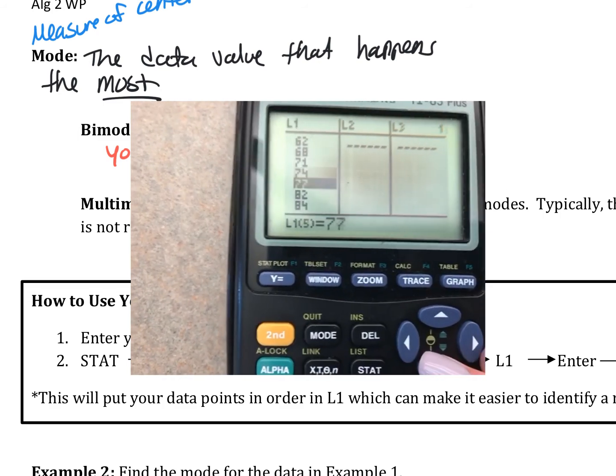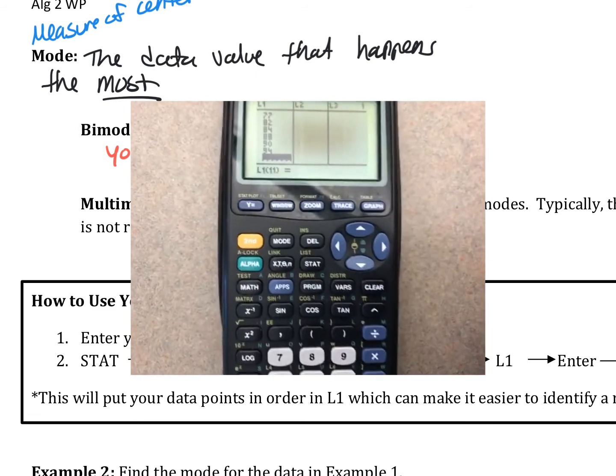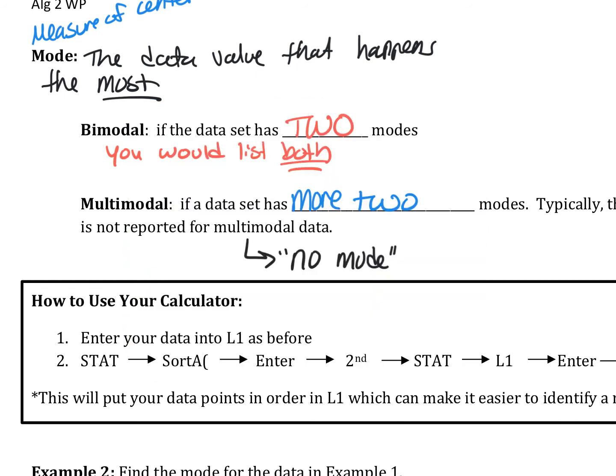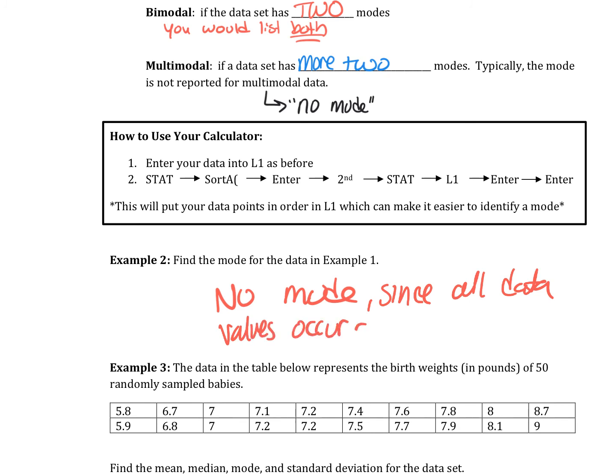So it looks like as we go through, so far there's only one of each number, and we don't have any repeats. That means each number is only happening once, which means that'd be a multimodal, because technically all of the data values would be a mode, which is not helpful. So we would just say that there's no mode for this. So no mode since all the data values occur only once.